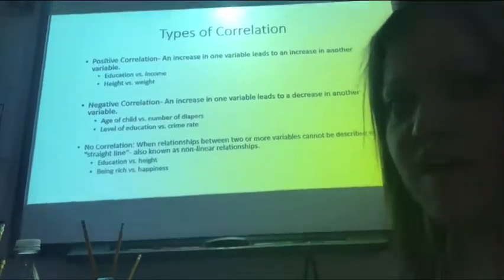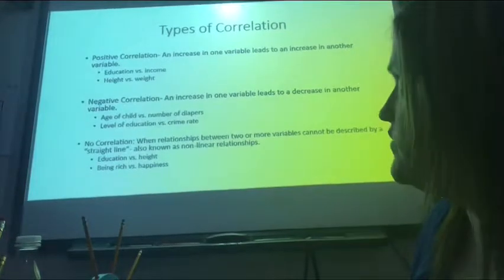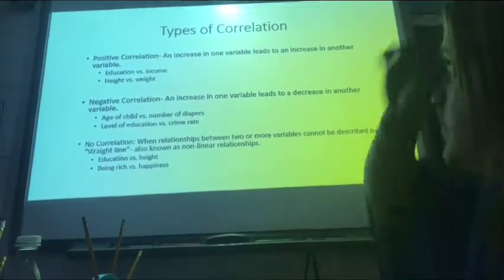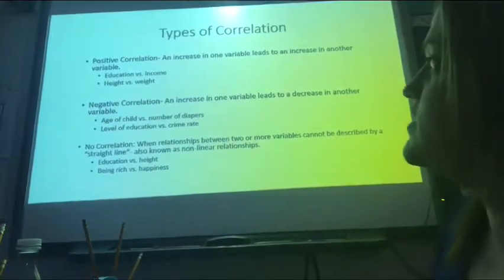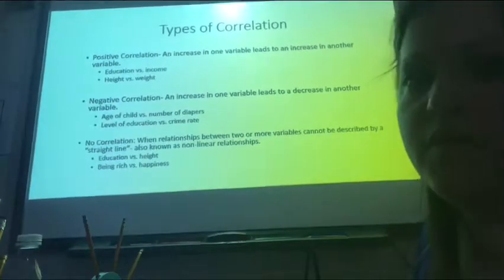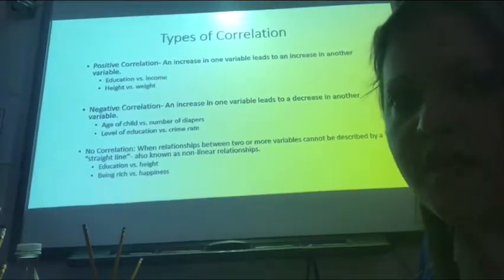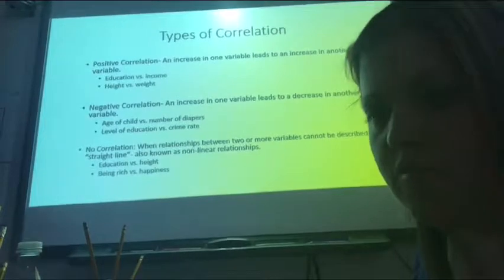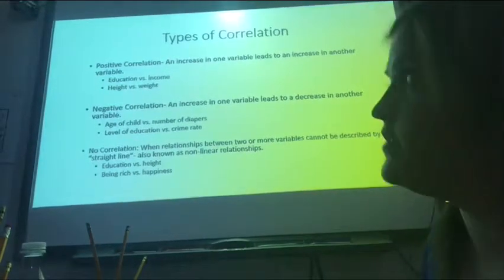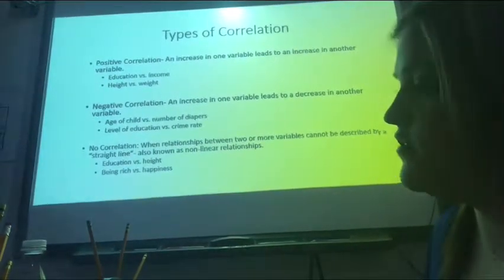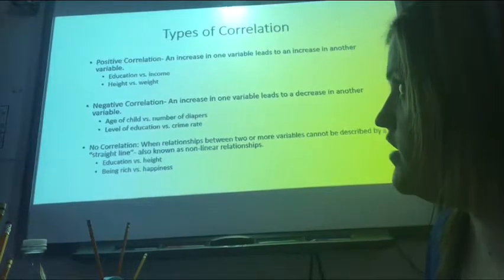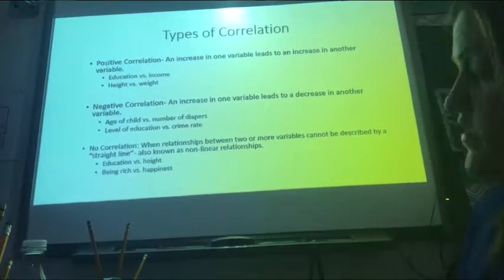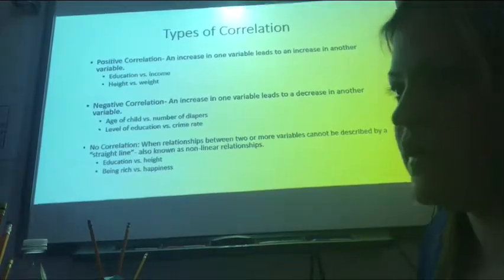So there are different types of correlation. You have a positive correlation, which is an increase in one variable that leads to an increase in another. For example, a person's education: generally, the higher the education, the better their income. Not always, but generally speaking. You can also determine height versus weight. That will also generally give you a positive correlation.